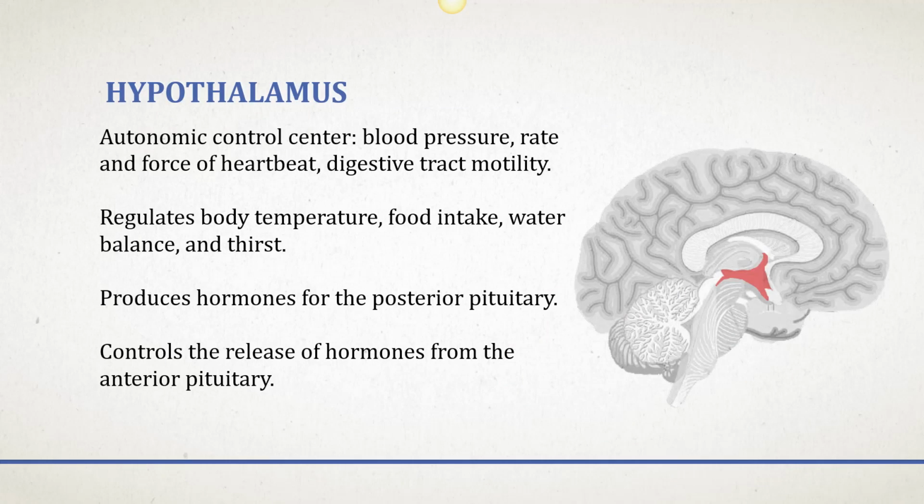The hypothalamus does have an endocrine function. So it produces hormones for the posterior pituitary and controls the release of hormones for the anterior pituitary. But it also has the autonomic control center. So it regulates blood pressure, the rate and force of the heartbeat, the digestive tract motility. It regulates body temperature, food intake, water balance, and thirst. Body temperature is huge. This is where the thermostat of the body is. So when bacterial toxins or even certain components of viruses cause a fever in you, they're affecting the hypothalamus.